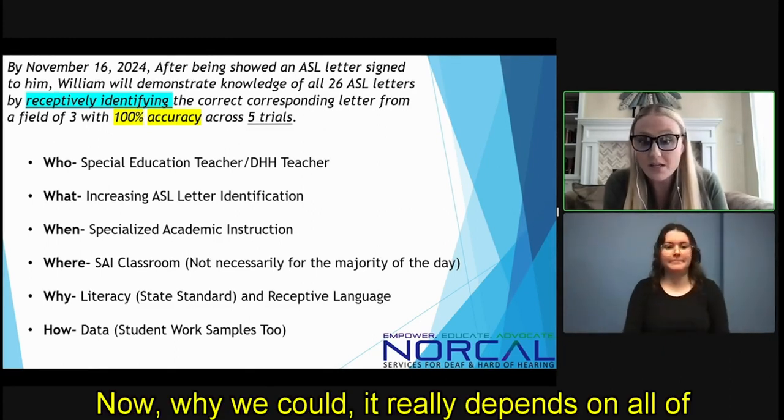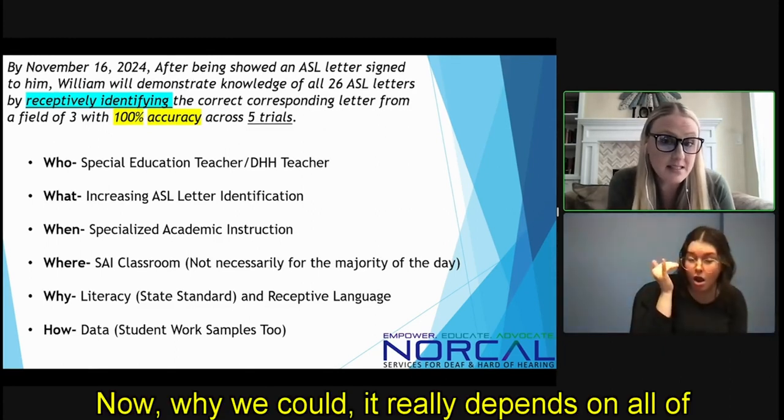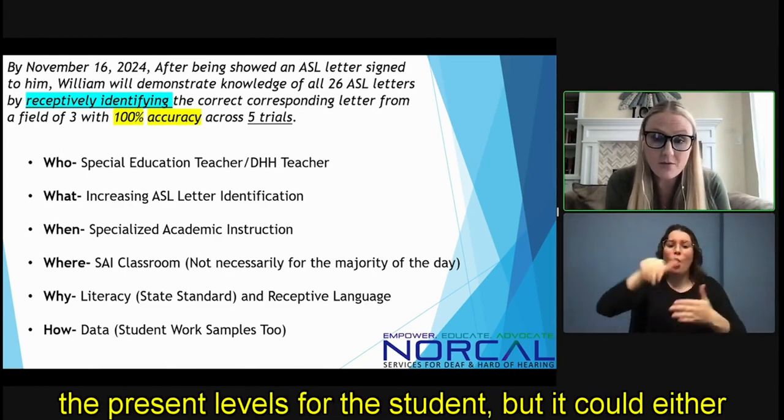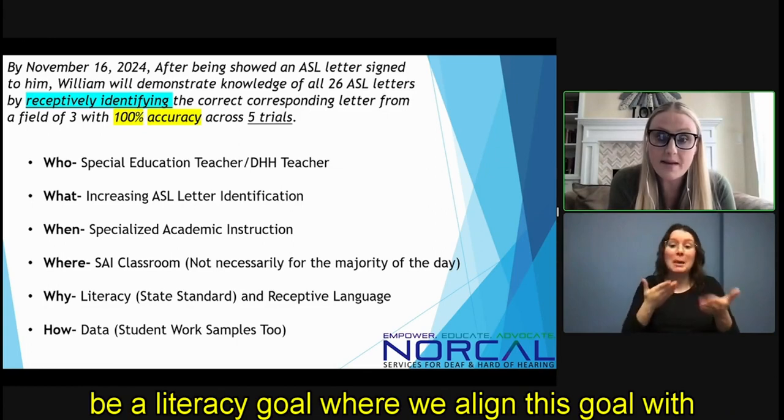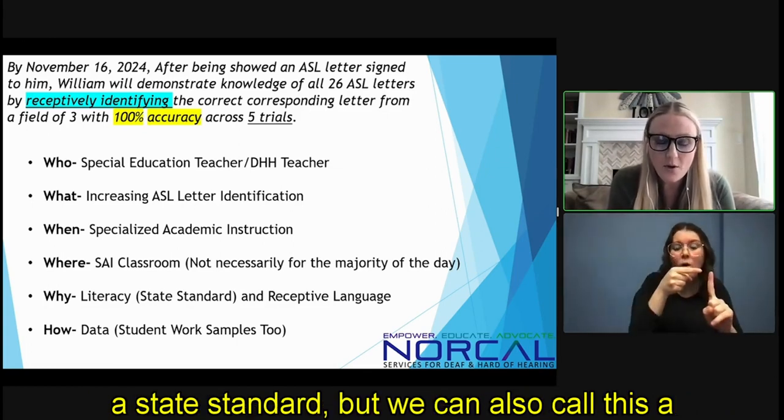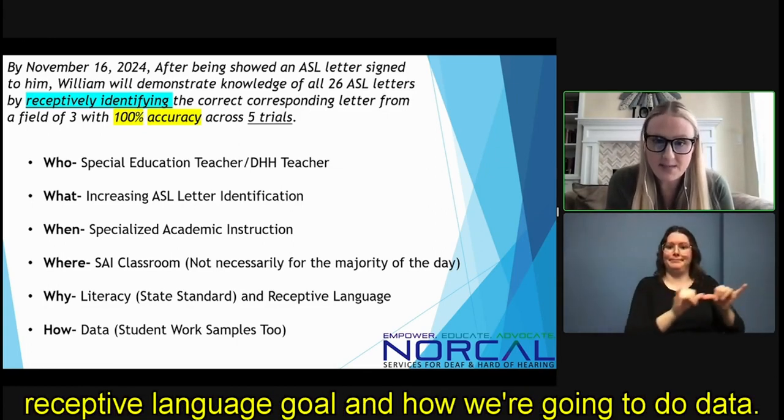Now, why it really depends on all of the present levels for the student, but it could either be a literacy goal where we align this goal with a state standard, but we could also call this a receptive language goal.